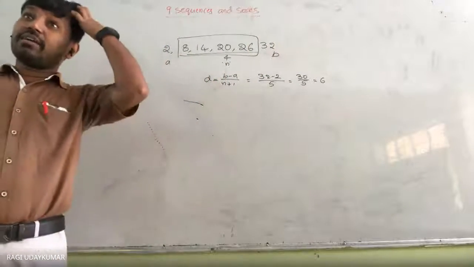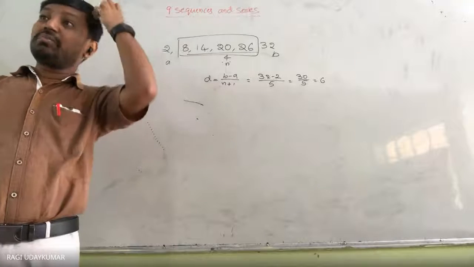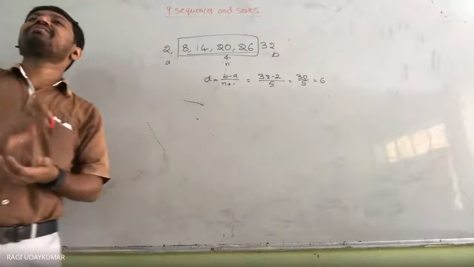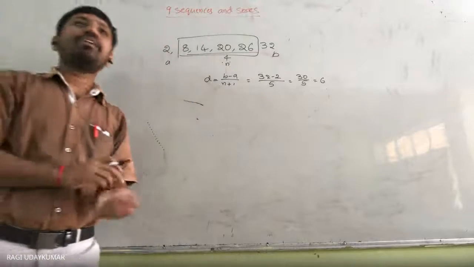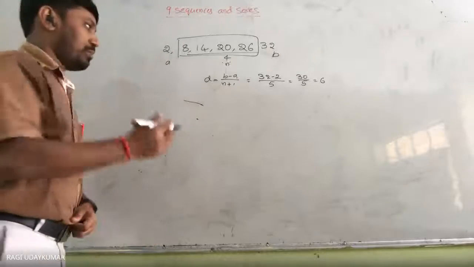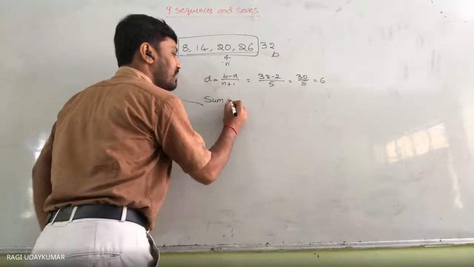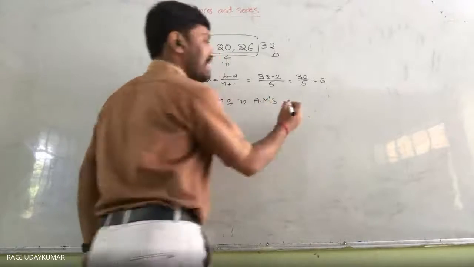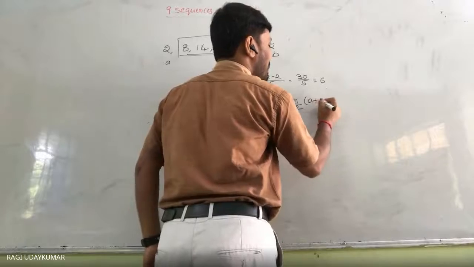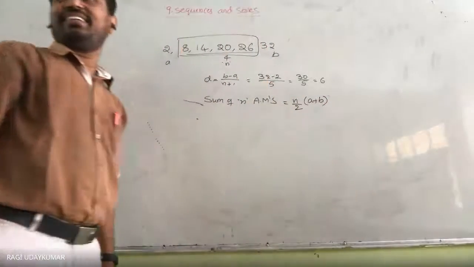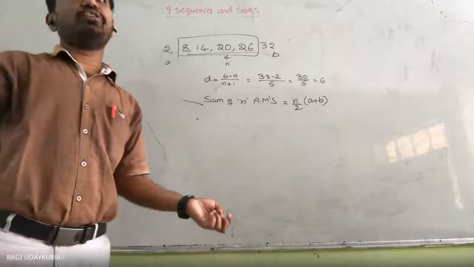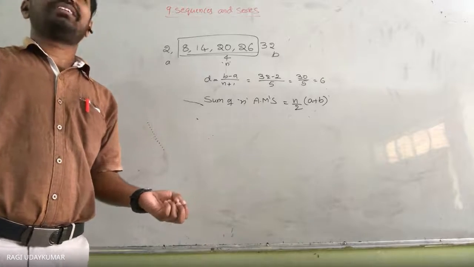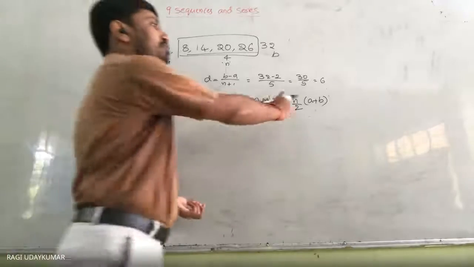Sum of the arithmetic means, after inserting n arithmetic means, to find out the sum there is a direct procedure. So what is the formula for sum of n arithmetic means? Sum of n arithmetic means is equal to n by 2 of a plus b, as I told you yesterday. How do we get that proof? You can also do it. It's not very difficult. You can prove n by 2 of a plus b.